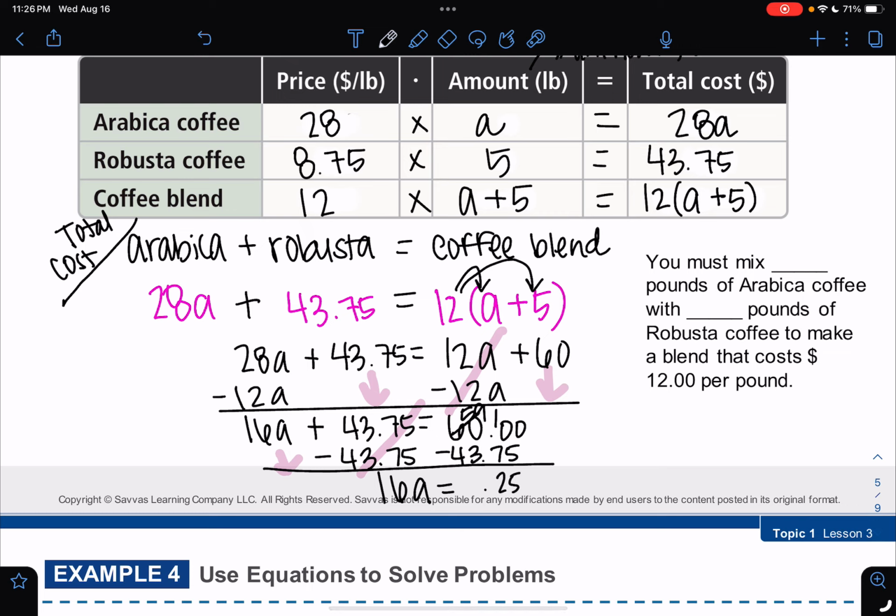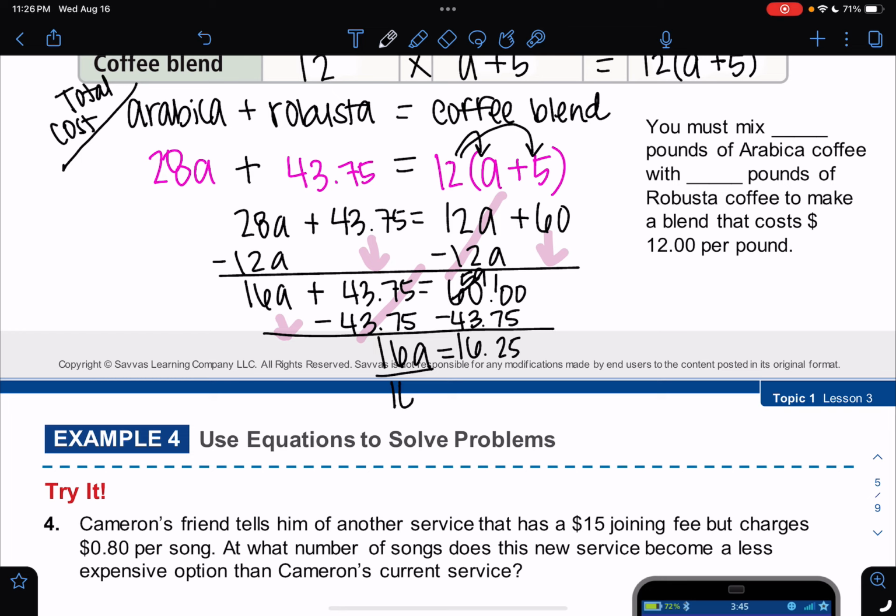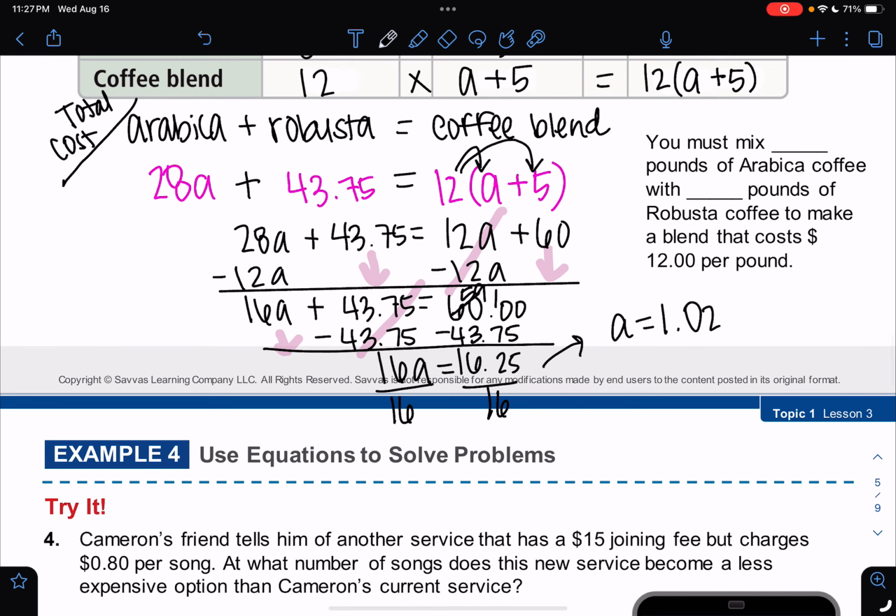So I've got this. All right, I got 16.25 left, and my final step is going to be to divide both sides by 16. So I find that A is going to be equal to 1 point something. Let me get my calculator real quick. So I've got my 16.25 divided by 16 is 1.02.